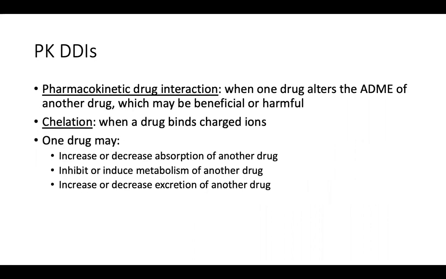So pharmacokinetic drug-drug interactions. That's when a drug alters the absorption, distribution, metabolism, or excretion of another drug. And this can also be beneficial or harmful. One of those interactions we have to think about is chelation. That's when a drug binds to charged ions. So you think about that, certain drugs you can't have iron or calcium or whatever. So one drug might increase or decrease the absorption of another drug. They might inhibit or induce metabolism of another drug, and then increase or decrease excretion of another drug.